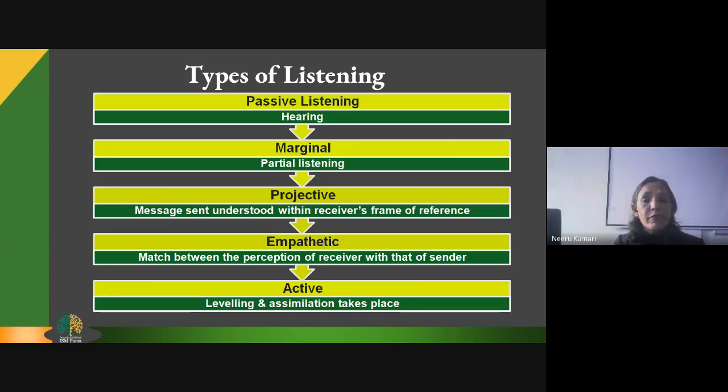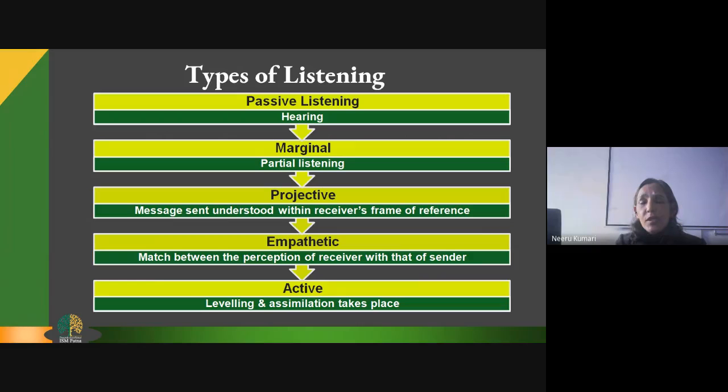Then comes marginal listening, which is also called partial listening. When you are not listening to things in totality or entirety, when you are not completely focusing, your focus is deterred, your concentration is deterred. When you are switching your concentration from focusing to non-focusing, such kind of listening is called marginal listening, where you listen to only partial things, like eavesdropping.